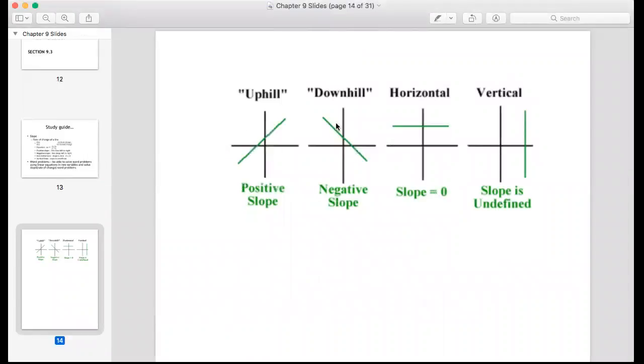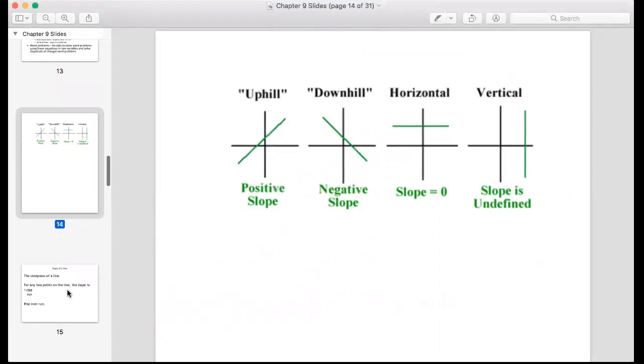So here are those pictures that I was talking about. Remember, positive slope from left to right going up a hill, negative slope left to right coming down a hill. If your slope is equal to 0, horizontal, straight across. And if your slope is vertical or undefined, it's going to go up and down. Again, I told you we'll look at the calculations on some of those to see how those are different.